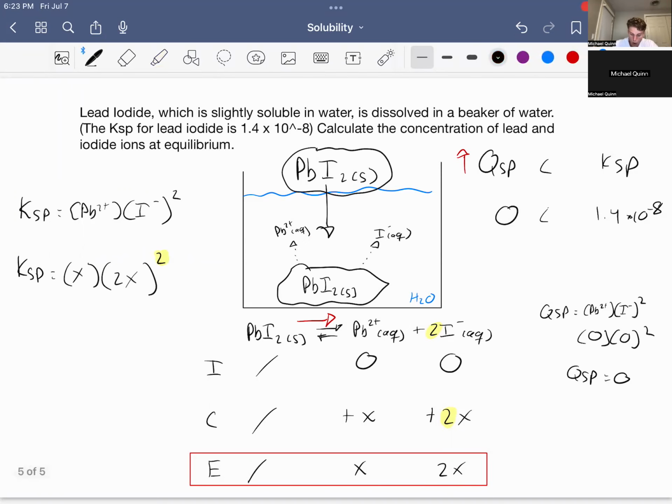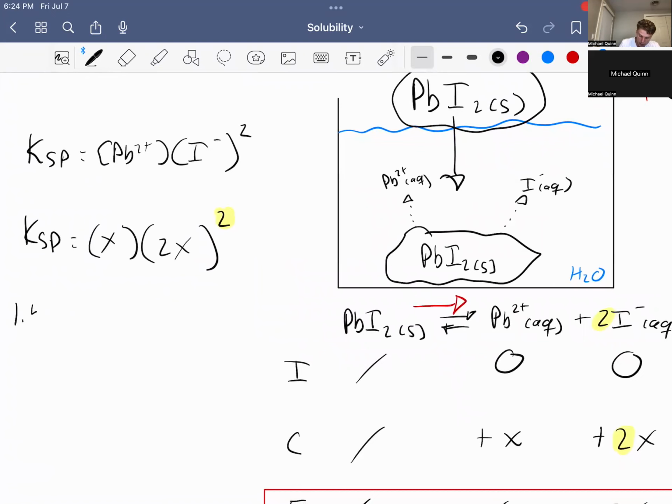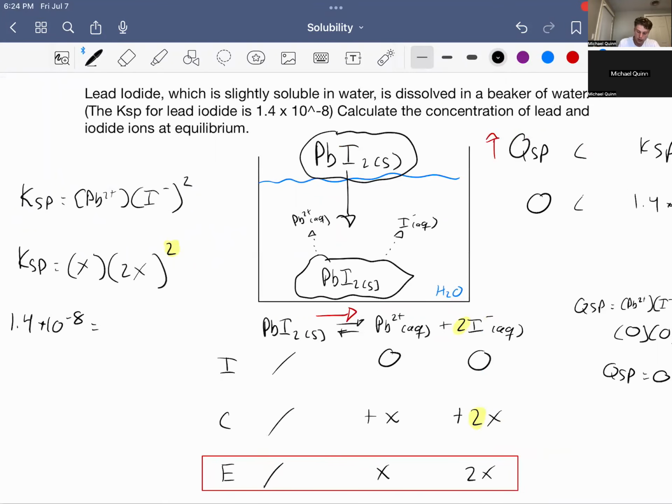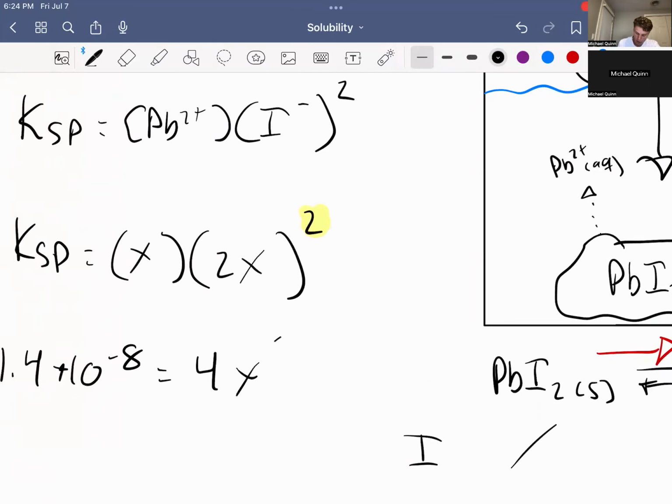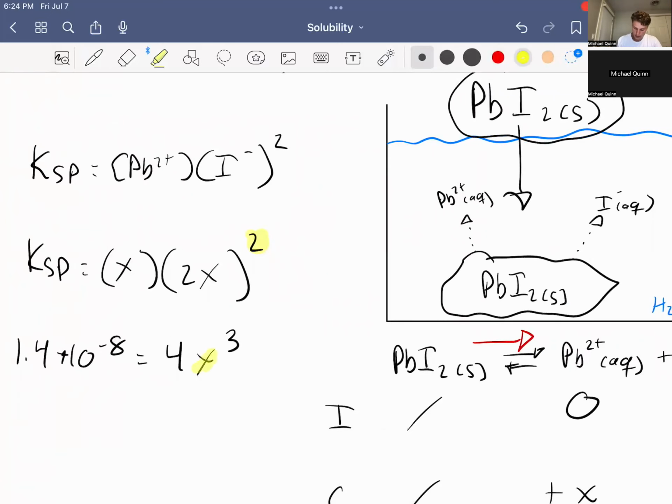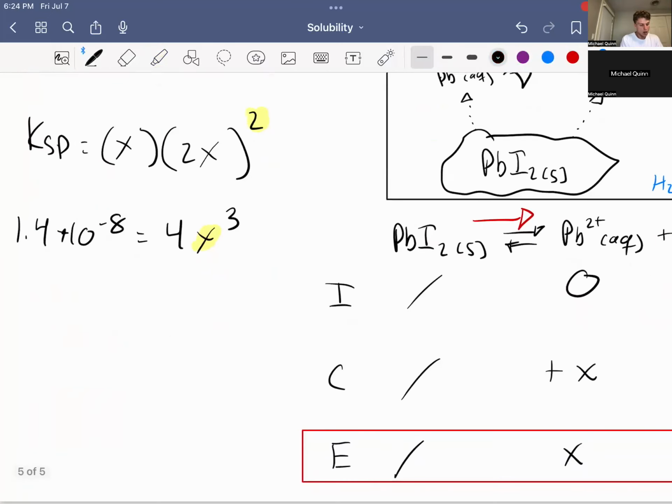However, we know what Ksp is. Ksp is equal to 1.4 times 10 to the negative 8. So 1.4 times 10 to the negative 8 is equal to X times 2X squared. Now, 2X squared is equal to 4X squared, and 4X squared times X is equal to 4X cubed. So solving for X, we can divide both sides by 4.